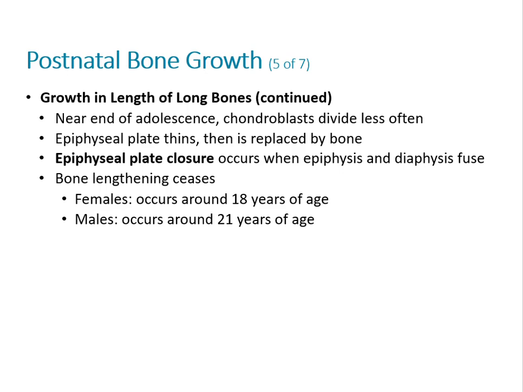So near the end of adolescence, the chondroblasts are not dividing as often in that proliferation zone. The epiphyseal plate will get much thinner until it's eventually completely replaced by bone, and that's called epiphyseal plate closure. And that occurs when the epiphyses and the diaphysis fuse together with just bone. And that means bone lengthening has ceased. For females, that occurs about age 18. And for males, that's about age 21.